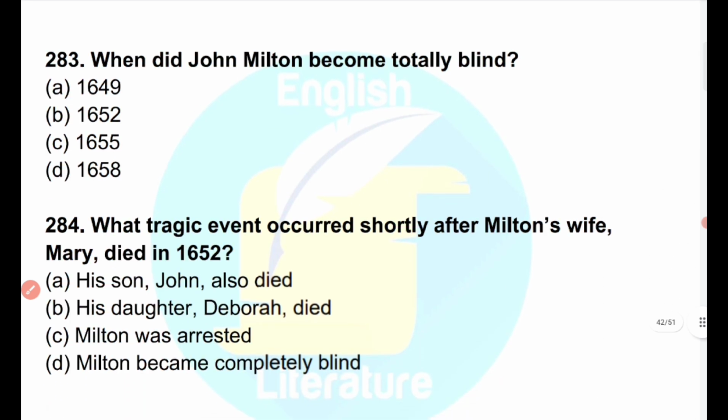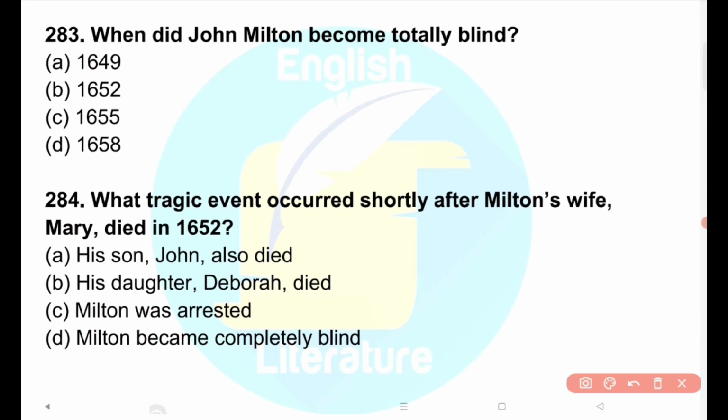When did John Milton become totally blind? Option B, 1652. What tragic event occurred shortly after Milton's wife Mary died in 1652? Option D, Milton became completely blind. In 1652, Milton's first wife Mary Powell died during childbirth. The same year, Milton became completely blind, marking a turning point in his life.